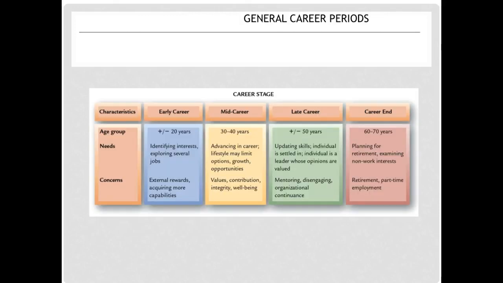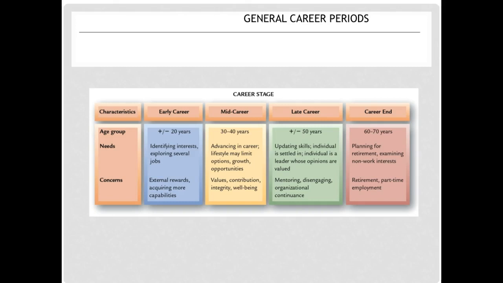In terms of general career paths, look at the career stages. At the age that most of you are at right now, plus or minus 20 years old, you're in your early career. You're trying to figure out who you are. You're exploring different job options and what your interests are. You're much more focused on external rewards and acquiring capabilities and skills.